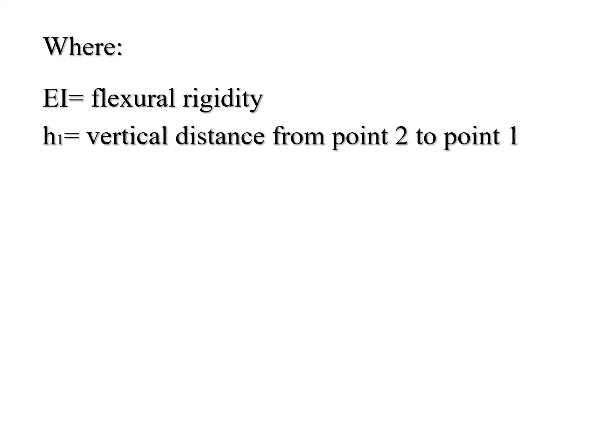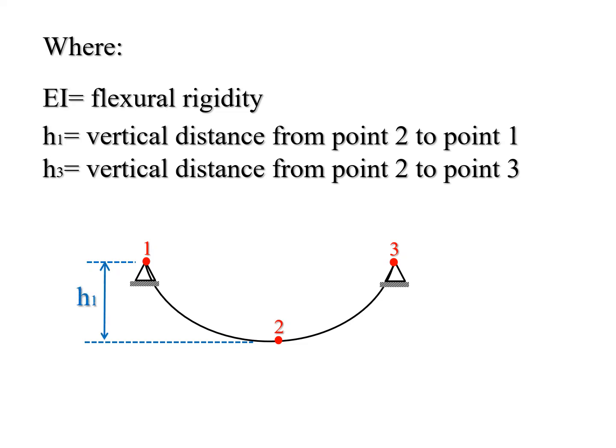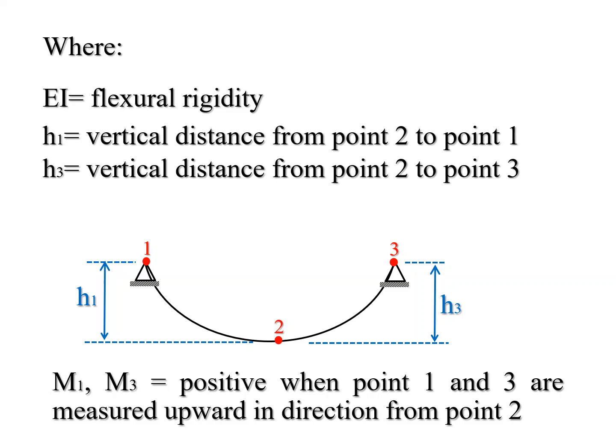Next, you have H1, or the vertical distance from point number 2 to point number 1. Also, H3 is the vertical distance from point number 2 to point number 3. I hope you have remembered this. Remember point number 1, point number 2, and point number 3. So this is how we quantify the length distances H1 and H3. Do not forget that M1 and M3 will create a positive bending when points 1 and 3 are measured upward in the direction from point number 2.